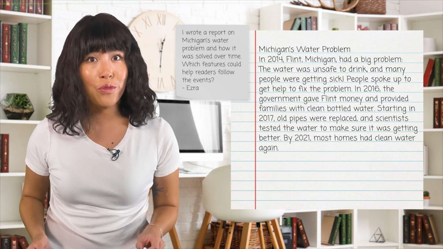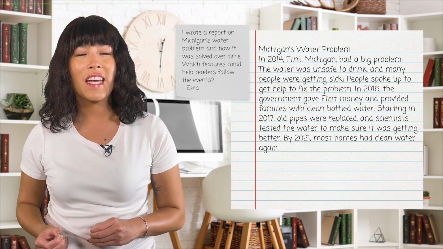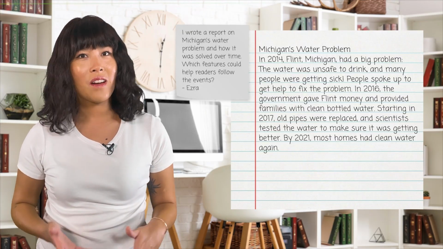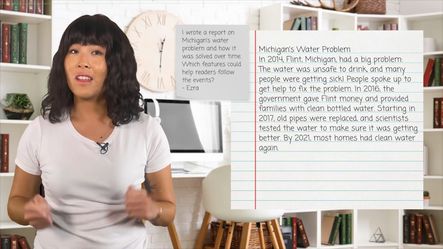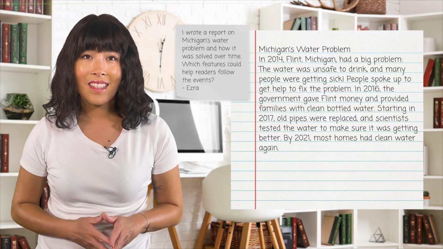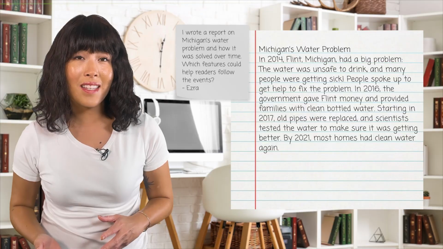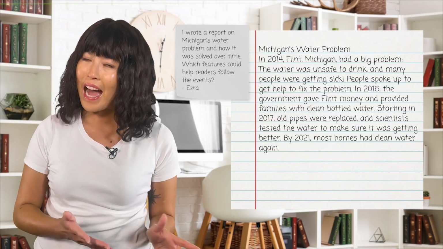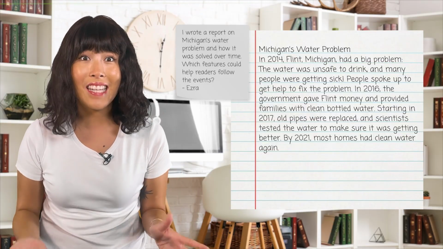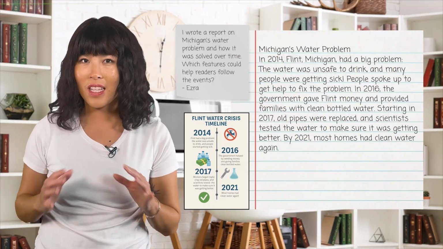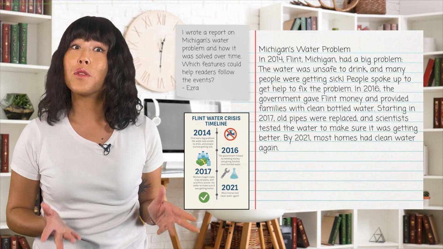This text actually shows how one passage can have two structures. If you said either problem solution or sequence, you're right. Ezra tells us a problem and shares a solution, but he also does it in the order that the events actually happened, which is a sequence. A timeline would be a great text feature to clearly show how the problem was fixed over the years.